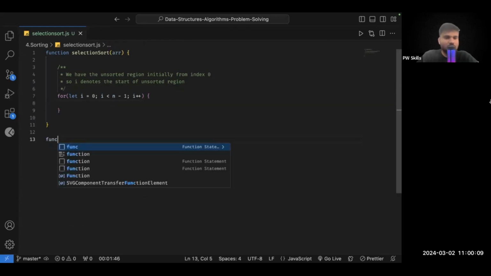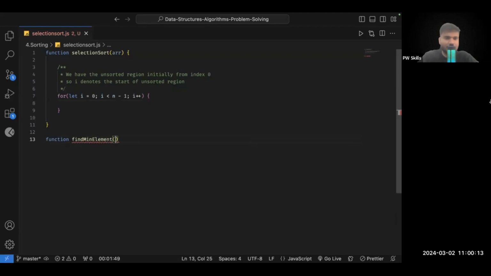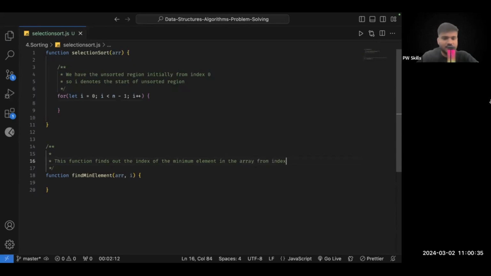We have to find the minimum element. So I'll write one more function, findMinimumElement. We'll give it the array and i. This function finds the index of the minimum element in the array from index i to n - 1. Whatever is the minimum element, I will try to find it.